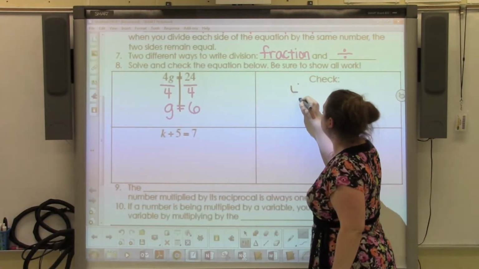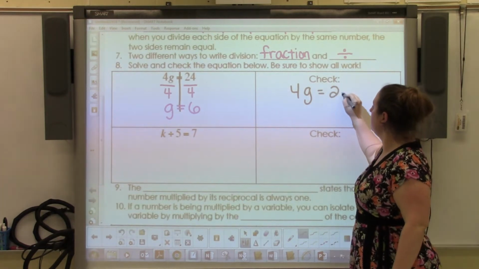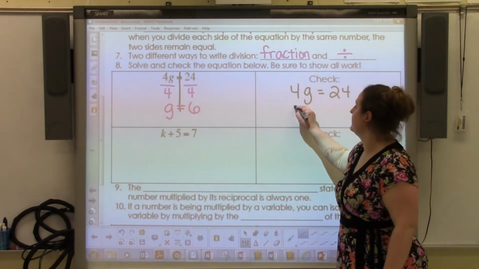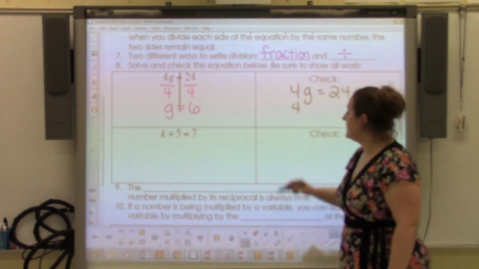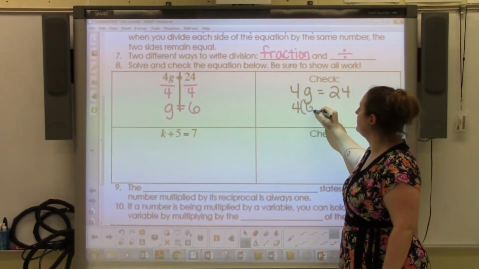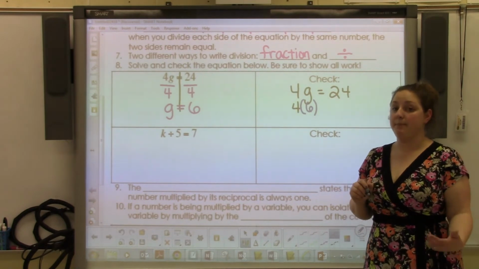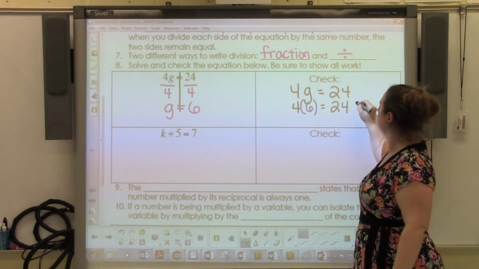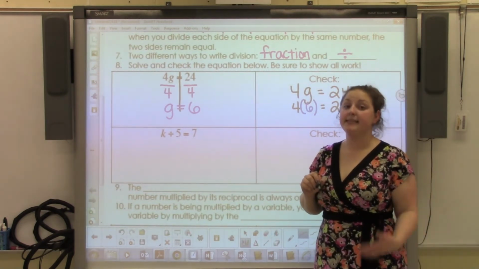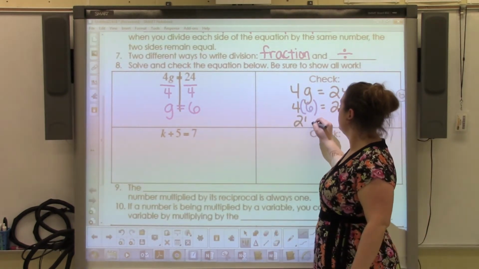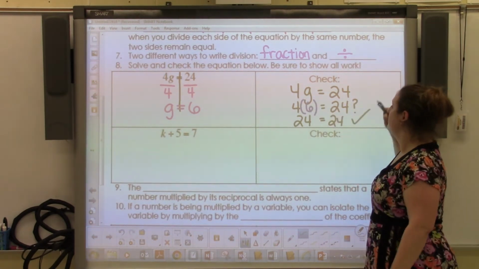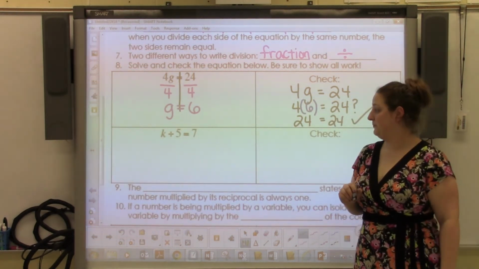So we have 4g is equal to 24. We're going to replace g with 6. So that's 4 times 6. Now I'm going to use parentheses so we don't get confused with that being 46. So 4 times 6 is in fact 24. And that does equal the 24 we're hoping for. So 6 must be a solution.